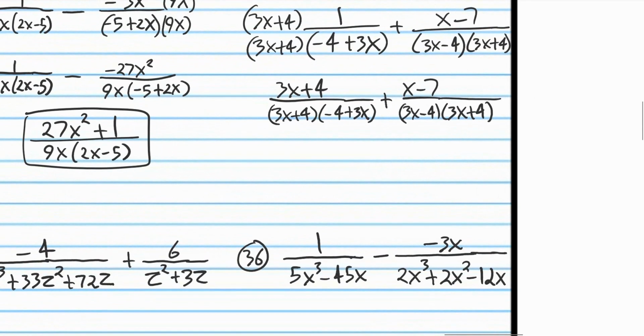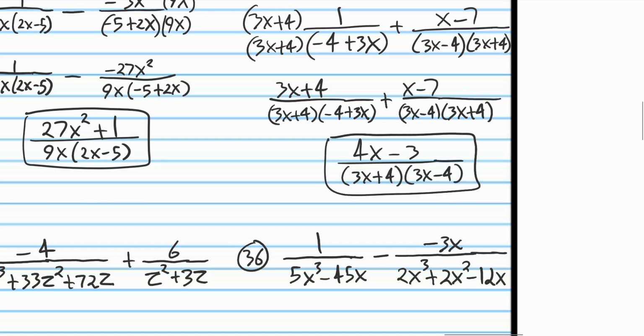So now we have a common denominator. We can add them up. 3x plus x is 4x, and 4 plus negative 7 is negative 3. And just rewrite the denominator. Doesn't matter if you write this factor as negative 4 plus 3x or 3x minus 4. You're going to get the same answer.